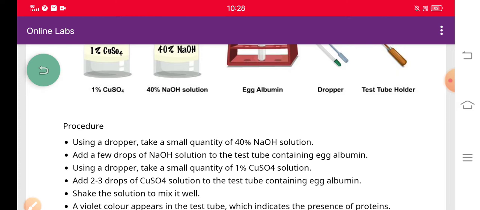Using a dropper, take a small quantity of 1% copper sulfate.